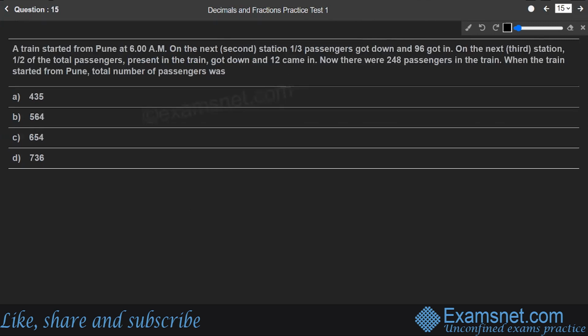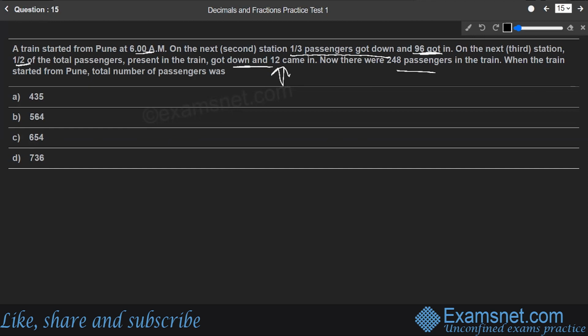Now, a train started from Pune at 6 a.m. On the next station, 1 by 3 of the passengers got down and 96 got in. On the next, that is the third station, 1 by 2 of the total passengers present in the train got down and 12 came in. Now there were 248 passengers in the train when the train started from Pune. The total number of passengers was? So he is asking for the total number of passengers.